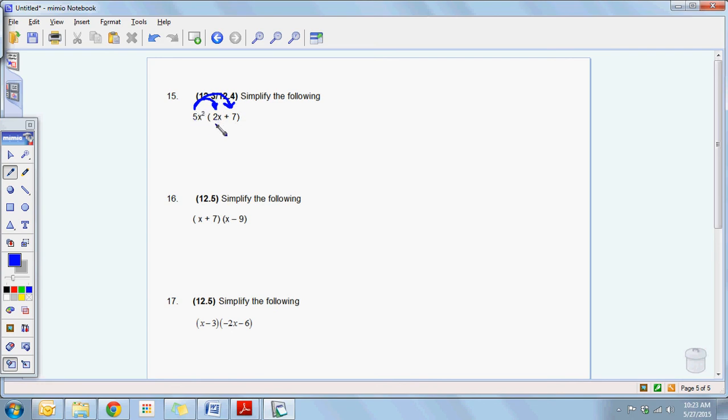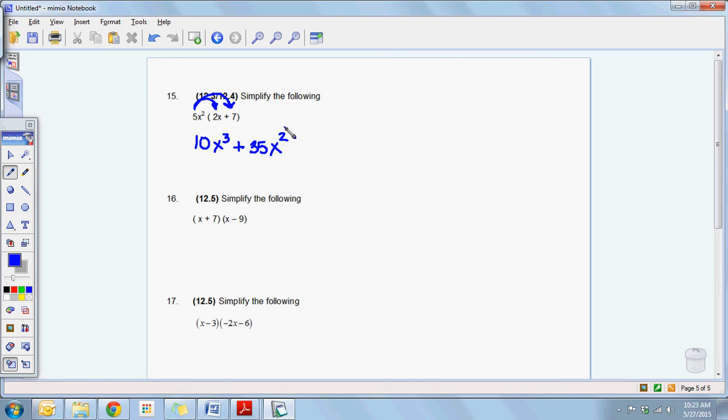So I'm going to multiply the coefficients, so I'm going to get 10. X squared times x to the first would give me x to the third, because I'm going to add those exponents. Now I'm going to multiply 5x squared times a positive 7. So 5 times 7 is 35. And this doesn't have any x's, but this does, so I'm going to bring them down.